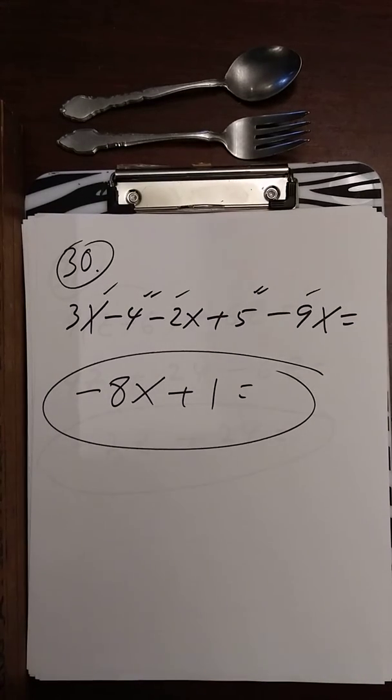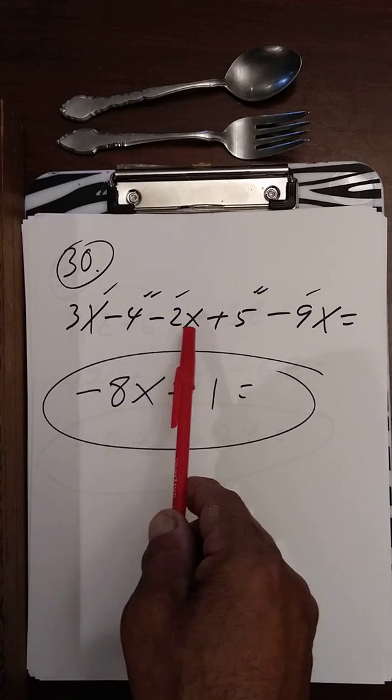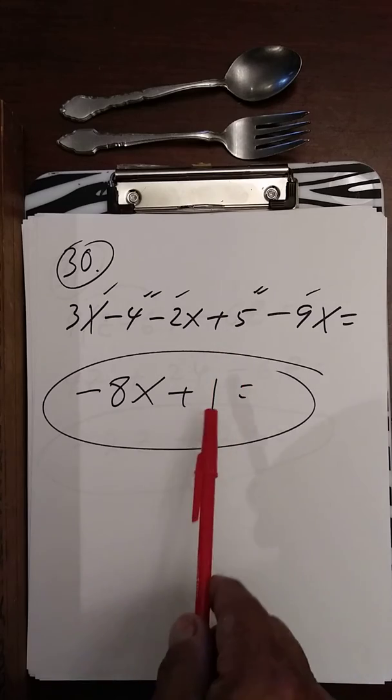Combine like terms. Like terms again. 3x and that one is 1, and then one more of this is negative 8x. And we have negative 4 and a positive 5, which is 1.